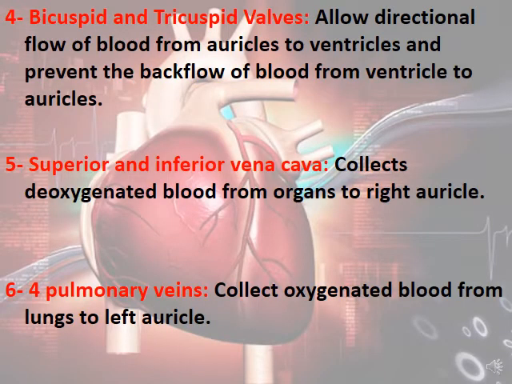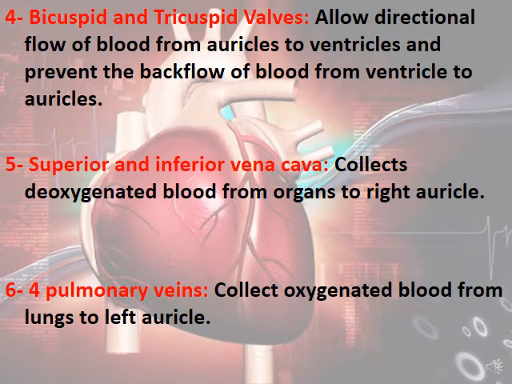Now we're going to talk about the bicuspid valve and the tricuspid valves after we determine the function of the myocardium. The bicuspid and the tricuspid valves allow the directional flow of blood from the auricles to the ventricles and prevent the backflow of the blood from the ventricle to the auricles.